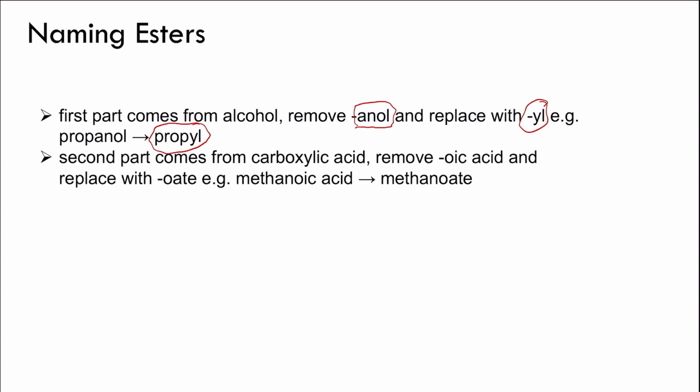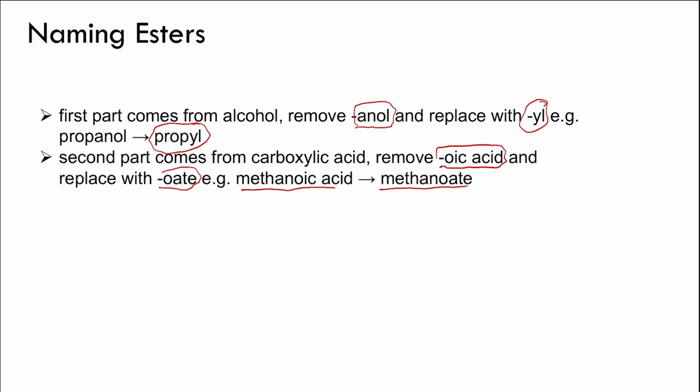The second part comes from the name of the carboxylic acid. In the carboxylic acid name, we remove -oic acid and replace it with -oate. For example, if the acid is methanoic acid, the product part is called methanoate.